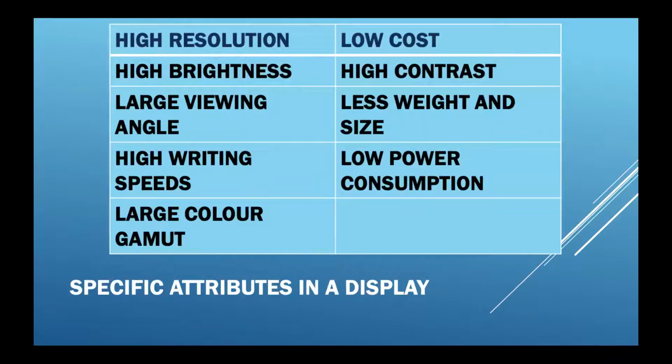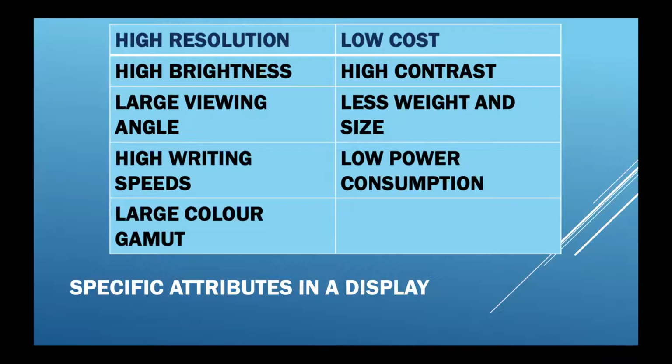Okay, specific attributes in a display. These are desirable attributes. We want high resolution, high brightness. We want a large viewing angle, which means you don't have to sit right in the front of it to look at it. And that's an issue we'll talk about in a second. You want high writing speeds, which means you want the screen to refresh and the pixels to refresh quickly. You want a large color gamut. You want all the possible colors you can get.